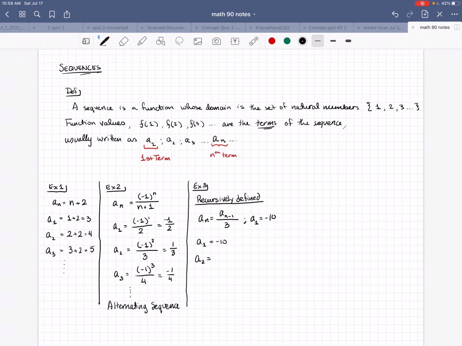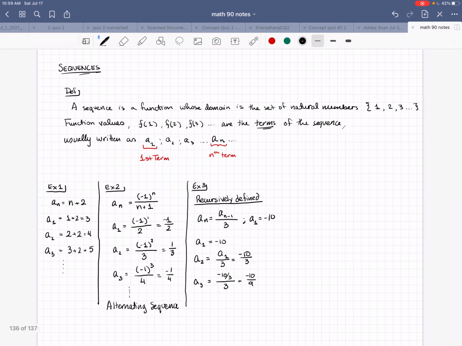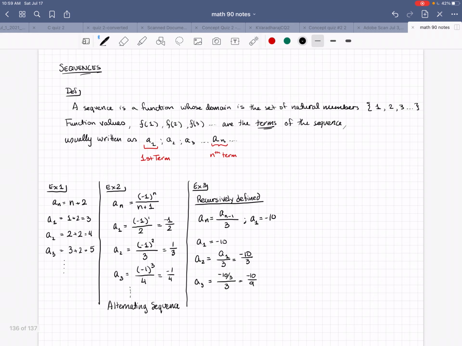Well, a sub 2 is a sub n minus 1 over 3. Well, a sub n minus 1 here is a sub 1. So that's negative 10 thirds. And a sub 3 is a sub 2 divided by 3. So that's negative 10 thirds over 3. So that's negative 10 ninths. A sub 4 would be a sub 3 divided by 3, and so on.